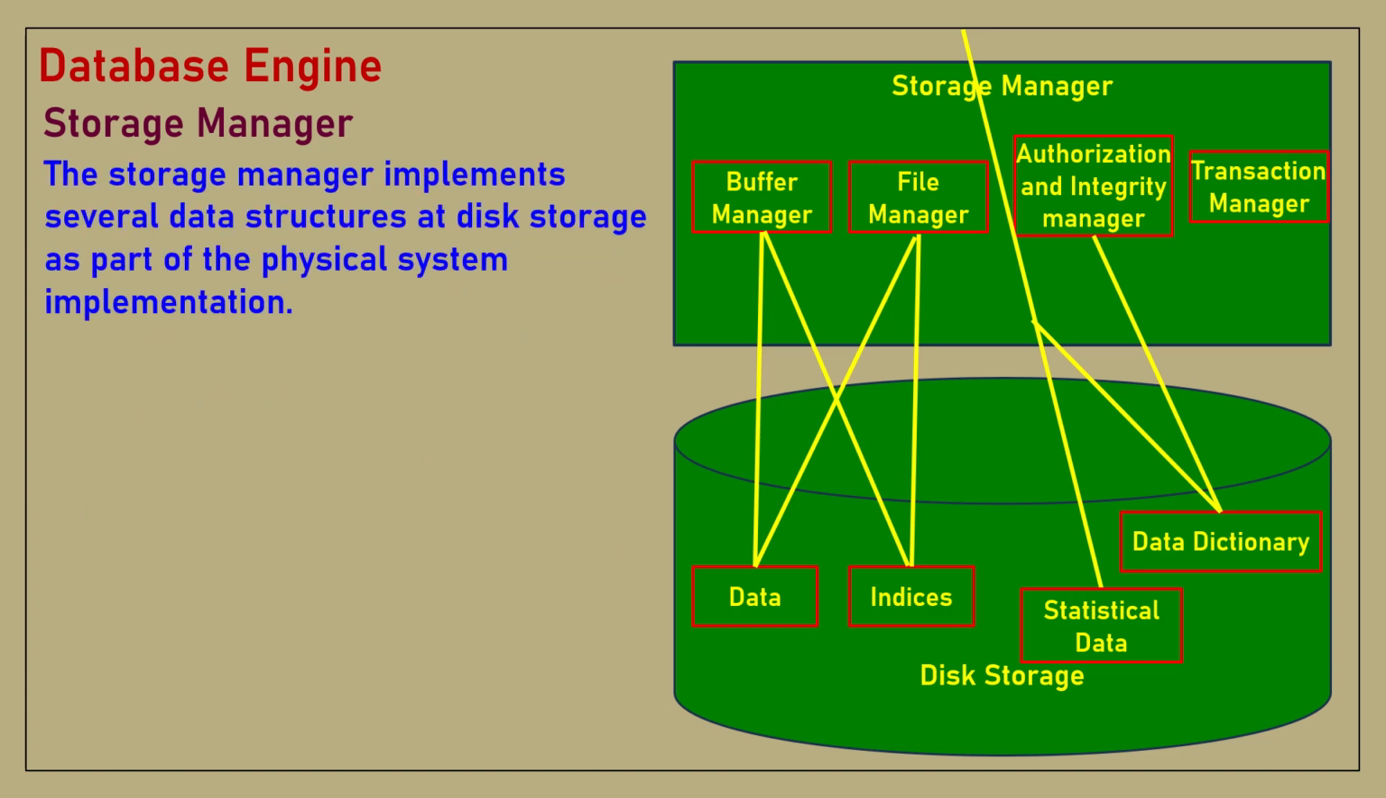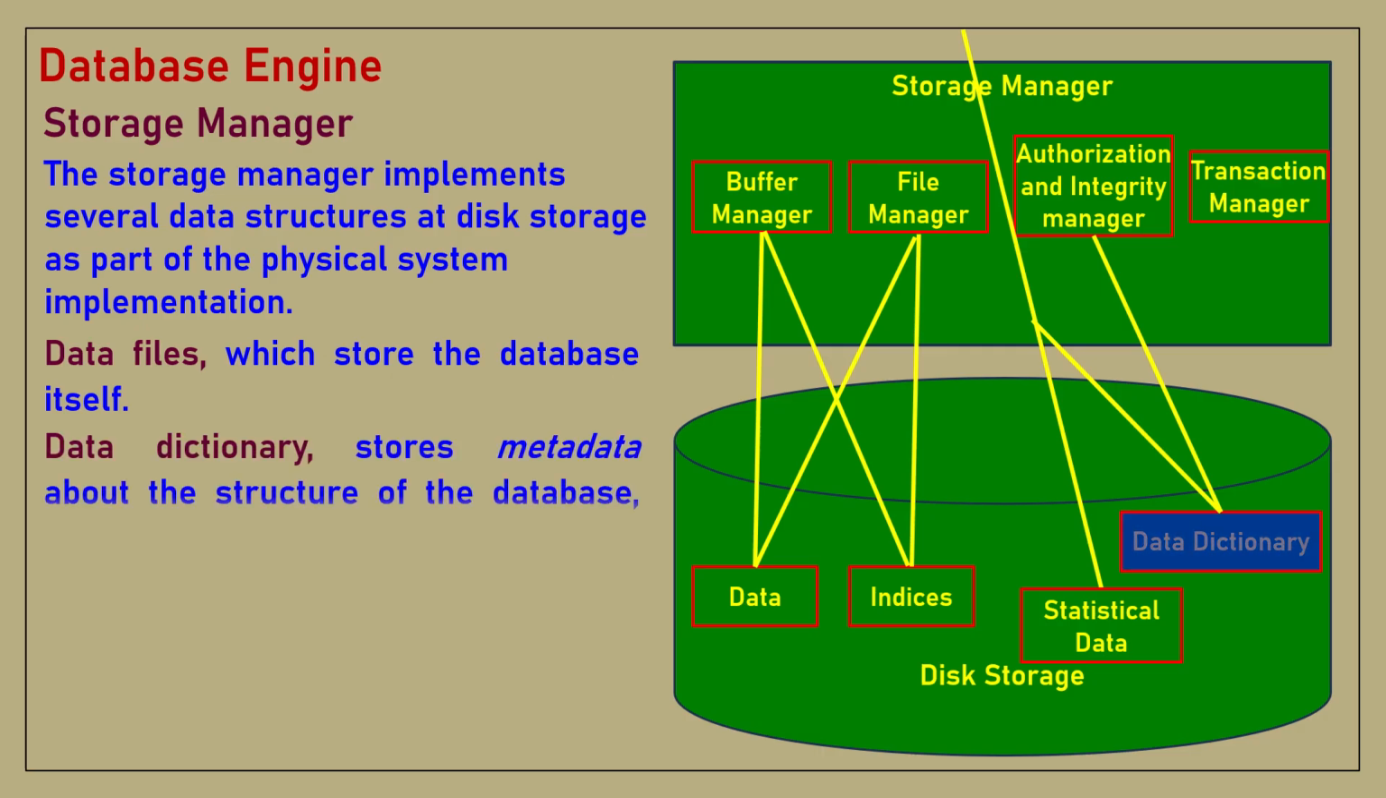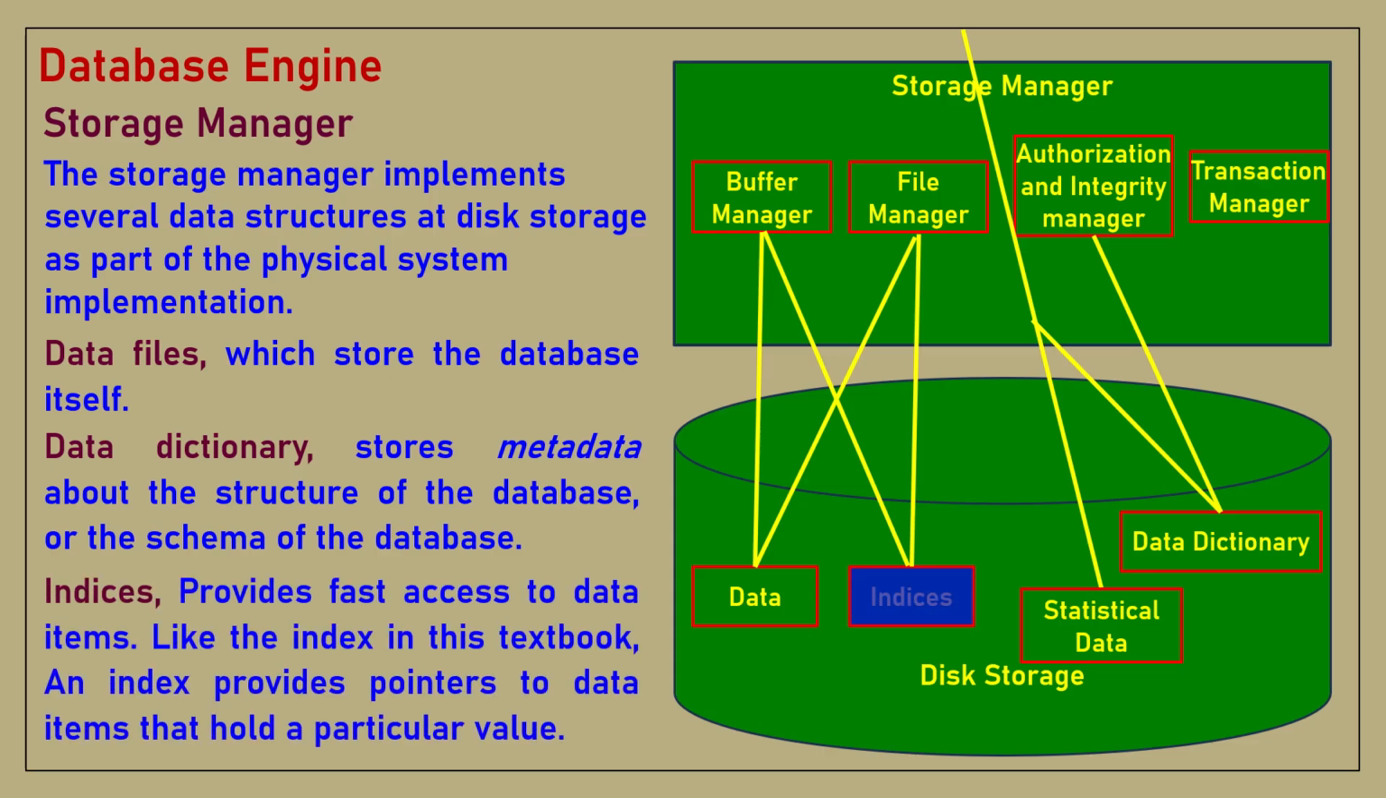The storage manager implements several data structures at disk storage as part of the physical system implementation. Data files, which store the database itself. Data dictionary, which stores metadata about the structure of the database, in particular the schema of the database. Indices, which can provide fast access to data items. Like the index in this textbook, a database index provides pointers to those data items that hold a particular value.